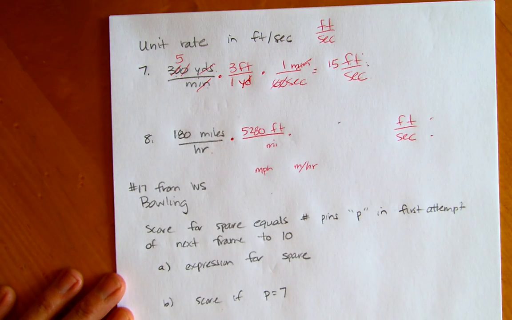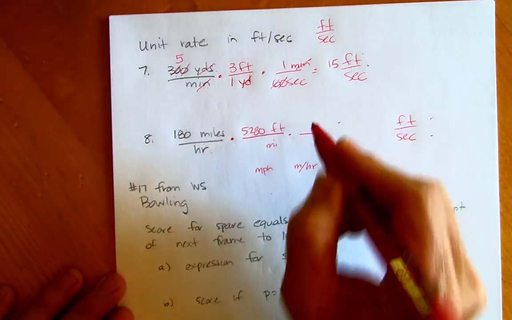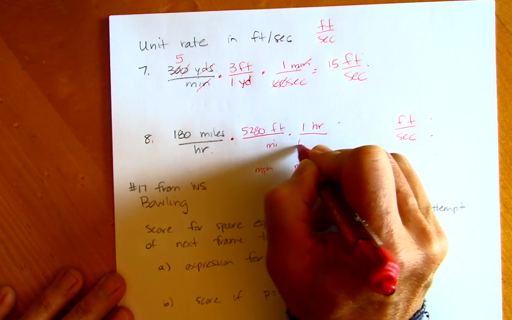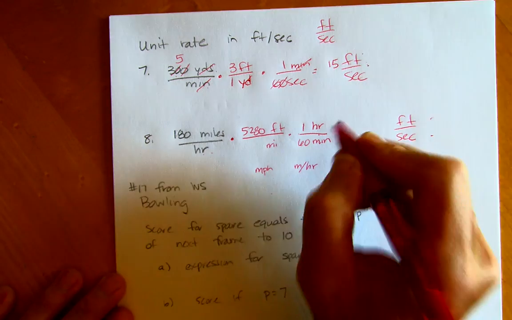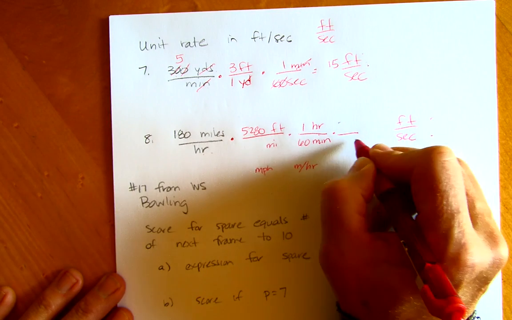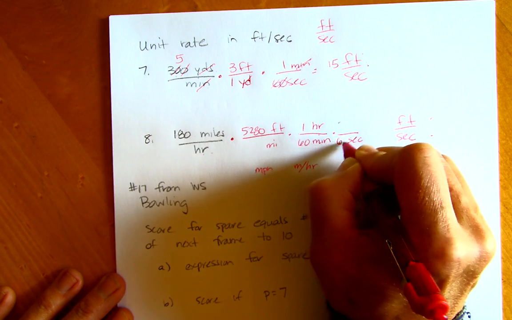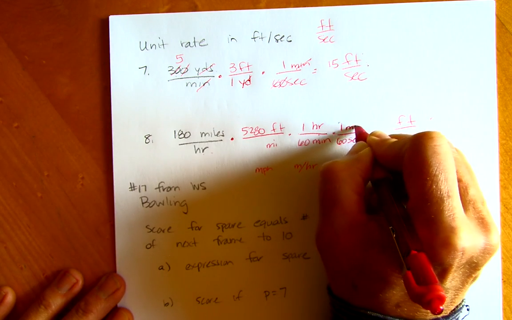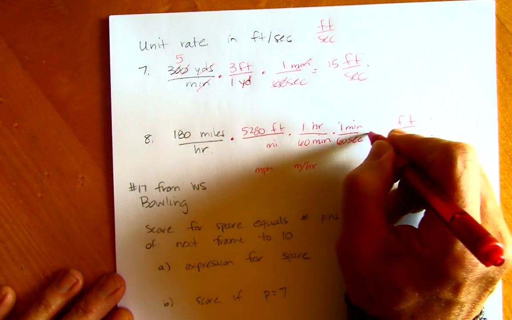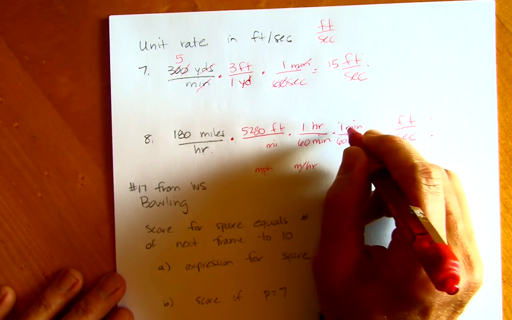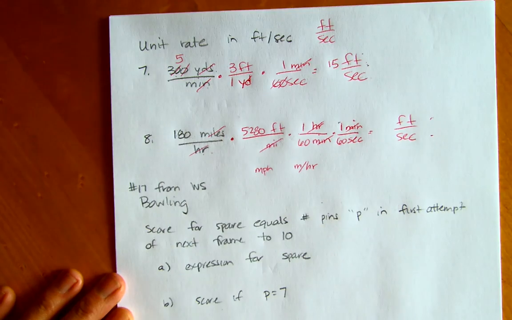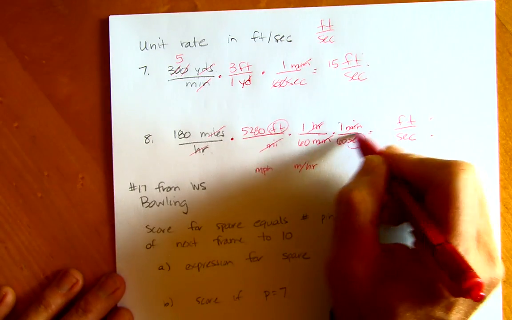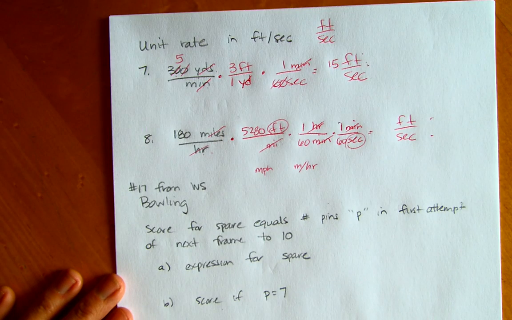And I can't go right from hours to seconds. I can go first to minutes. So I want to get rid of my hours, so I'm going to put my hour up there. So there's 1 hour and 60 minutes. And again, I want seconds on the bottom. So there's 60 seconds in every 1 minute. And my minutes cancel, my hours cancel, my miles cancel, and I'm left with feet per second.